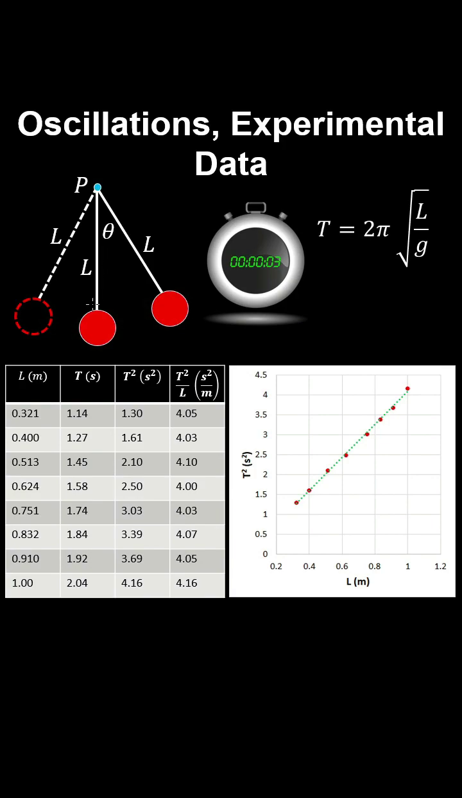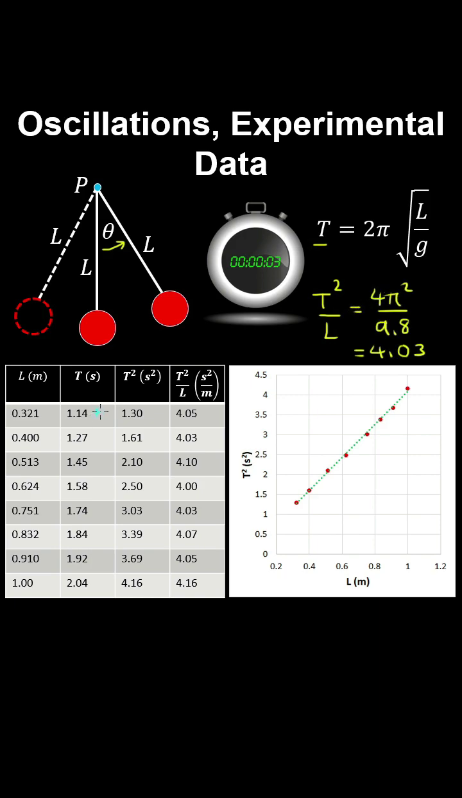Suppose we conduct an experiment where we have a pendulum with the same mass attached by massless strings which have a different length. And then we'll let the pendulum swing through small angles and record the period of the oscillation using a stopwatch. Now if we square both sides of this equation and divide through by the length, then we get a constant on the right hand side.